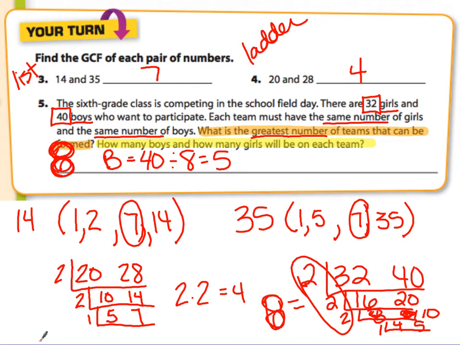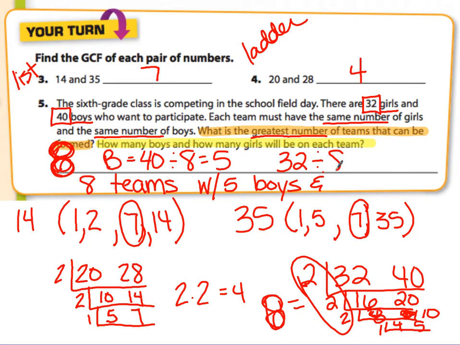So I know that I can put 5 boys on each team. So 8 teams with 5 boys. And, because I'm running out of room here, I'll take the number of girls, which is 32, divided by 8, and that gives me 4. So 5 boys and 4 girls.